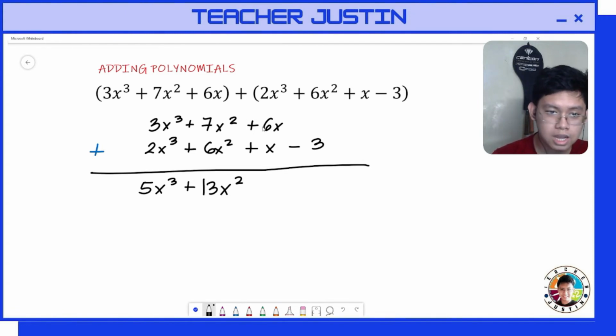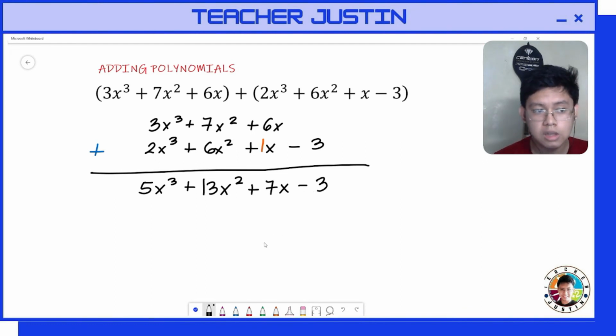So 6x plus x, remember that there is an invisible 1 here. So 6 plus 1, that will be 7. And then copy the variable x. Then last one, negative 3 doesn't have any partner, so we will just bring down negative 3. So negative 3. And that is it.